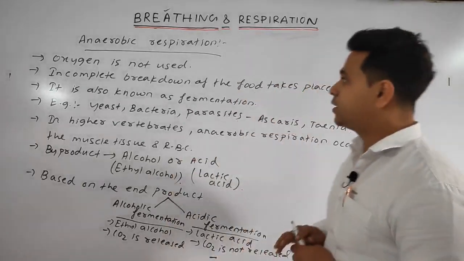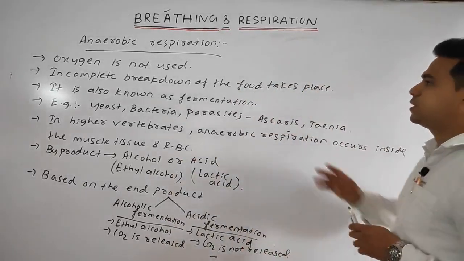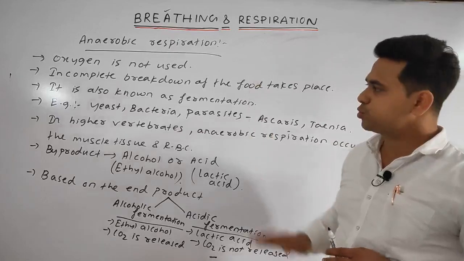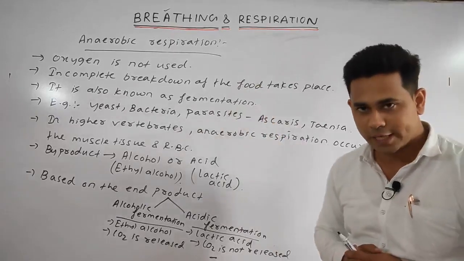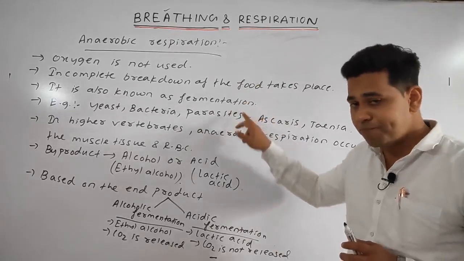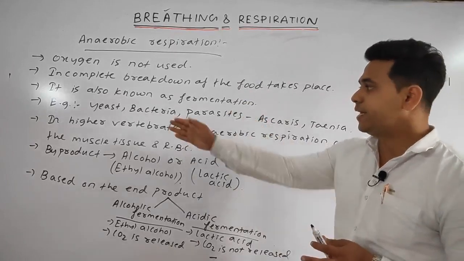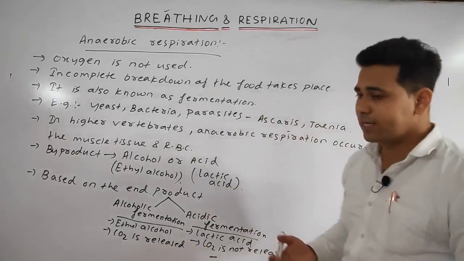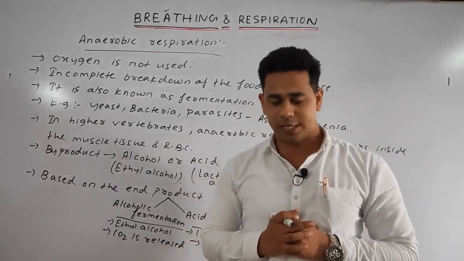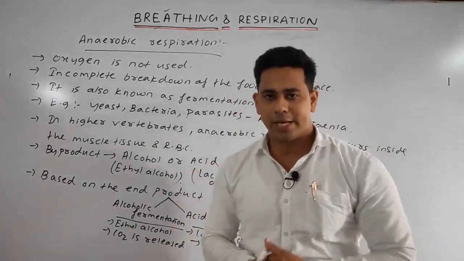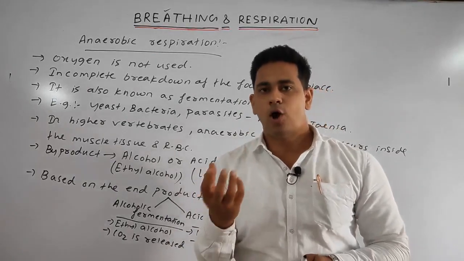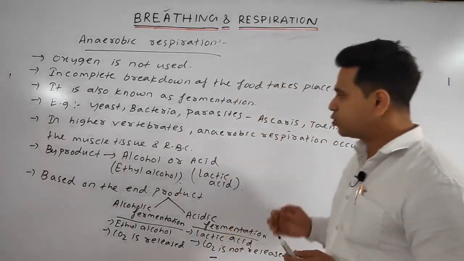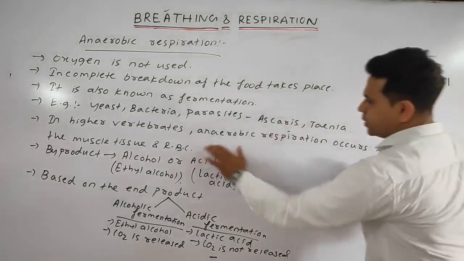Okay, so these are some general points. In anaerobic respiration, oxygen is not used. Incomplete breakdown of food takes place. It is also known as fermentation. It occurs in, for example, yeast, bacteria, and parasites such as Ascaris and Taenia. In higher vertebrates, in our case also, anaerobic respiration takes place, such as muscle cramp, where unavailability of oxygen occurs, and also in the case of RBC.